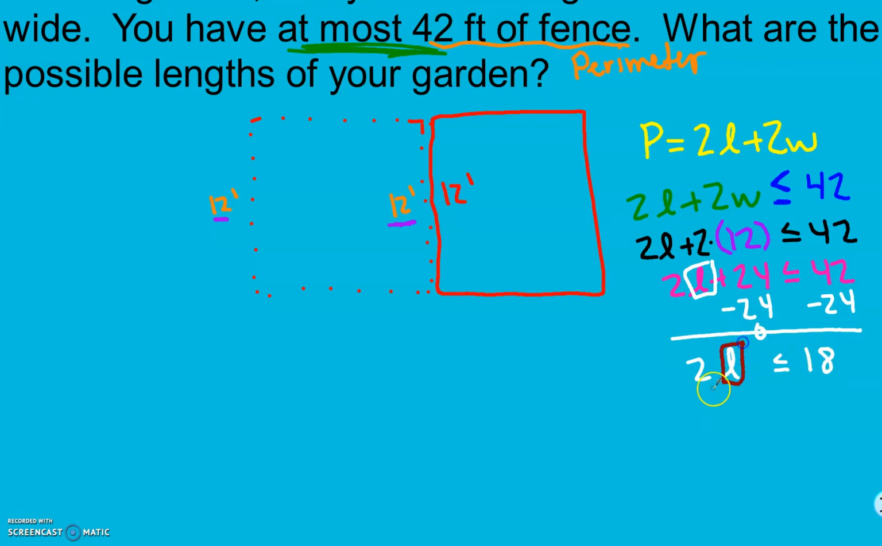Now, I have multiplication. We get rid of multiplication by dividing. I divided by a positive 2, which means I keep my inequality. So our possible lengths are less than or equal to 9. If I used 9 all the way around, I would use all 42 feet of fence, but I don't have to use all, so I could make it shorter if I didn't want to. So lengths less than or equal to 9 feet.